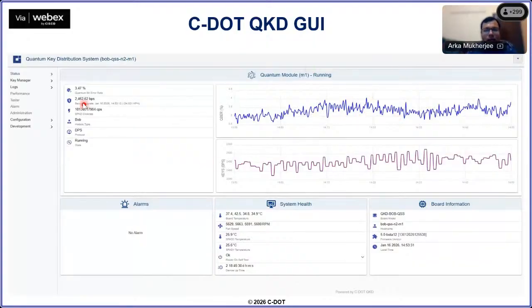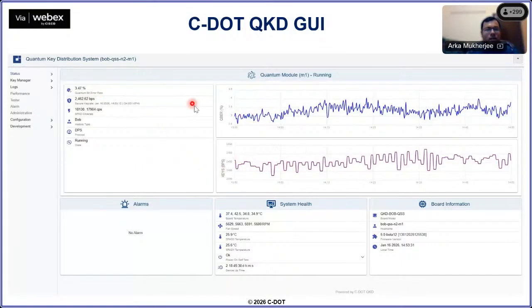So here you can see that this is the quantum bit error rate. I told you that 5% is the threshold limit. Typically in the system, for the screenshot that I took, it is 3%. This is the DPS protocol, and the key rate is around 2 kbps. And you can see the real-time variation of the quantum bit error rate and the secure key rates.